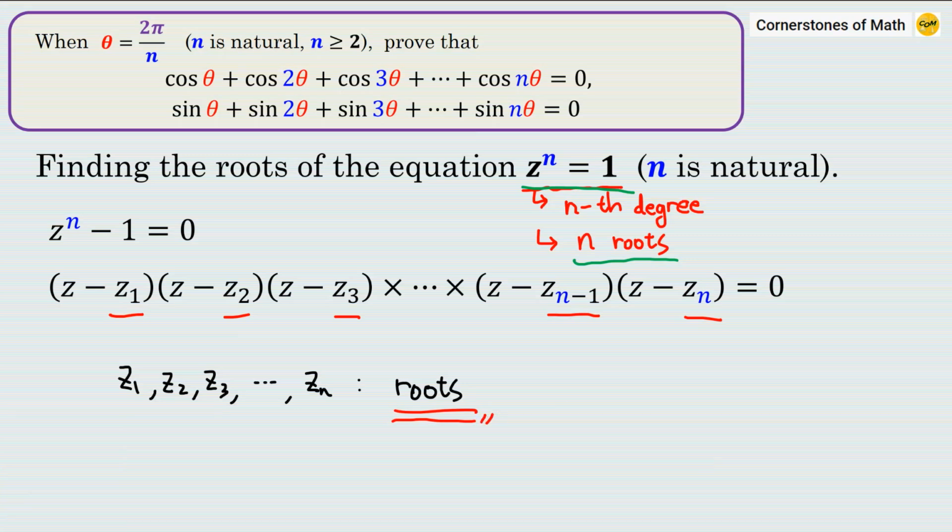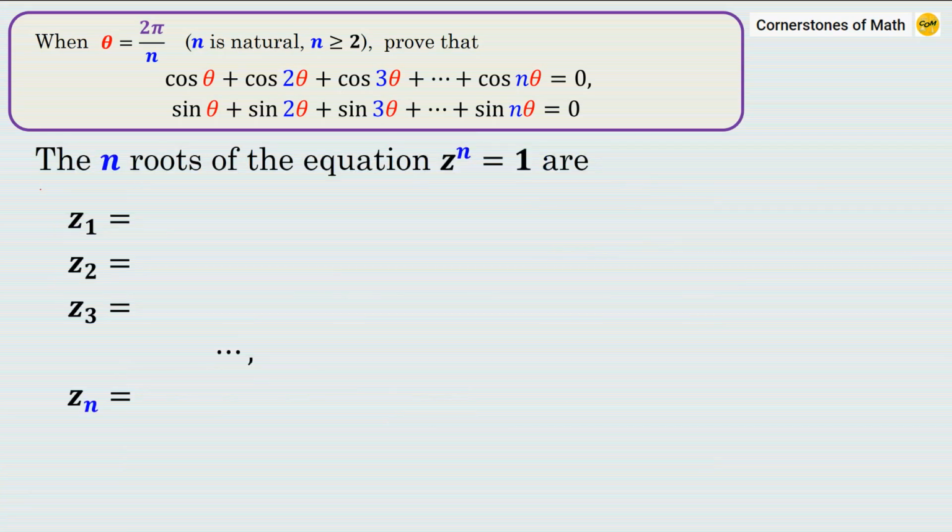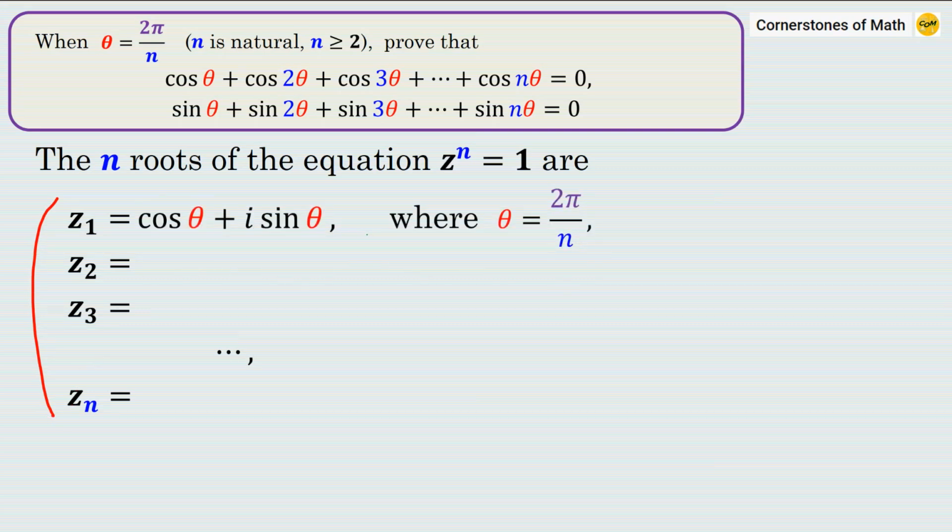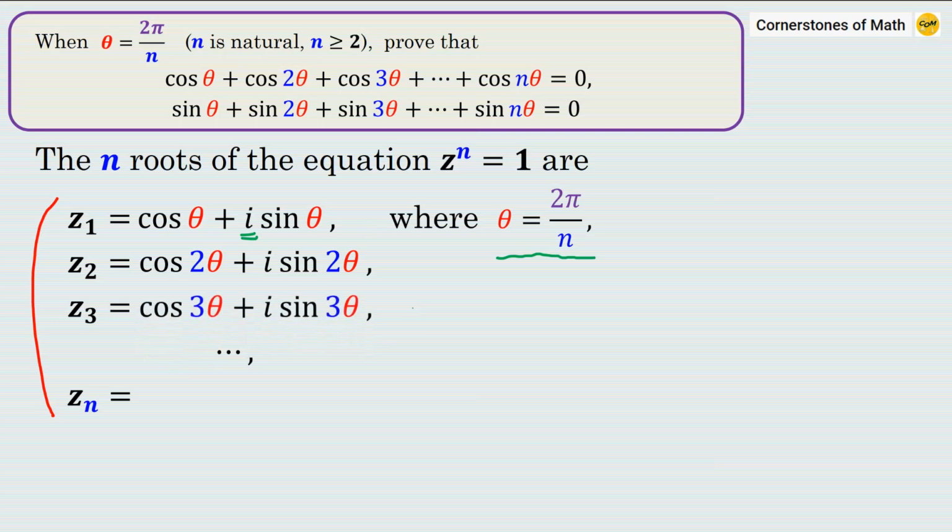And we can express these roots in a pretty neat way. It is known that the n roots of the equation z to the power of n equals 1, denoted as z1, z2, z3, so on, zn, are given as: the first root z1 is cosine theta plus i sine theta, where theta is 2 pi divided by n, and i is the imaginary unit. And the second root z2 is cosine 2 theta plus i sine 2 theta, and the third root z3 is cosine 3 theta plus i sine 3 theta, and so on, up to zn, which is cosine n theta plus i sine n theta, and given this value of theta, this zn is just 1, the obvious root and the trivial root.